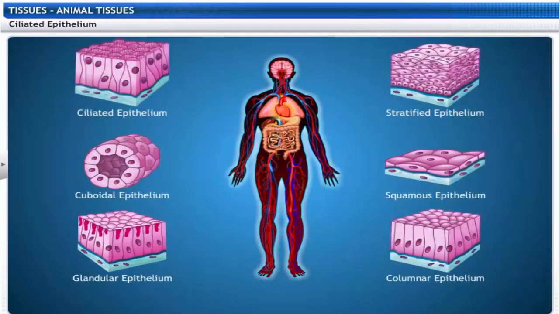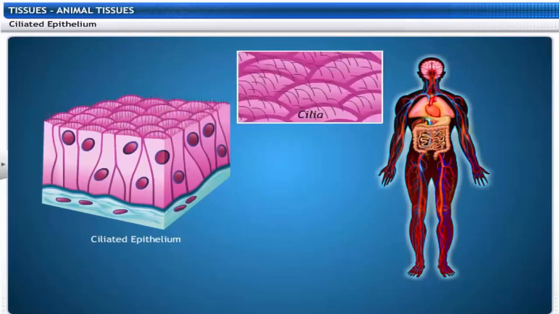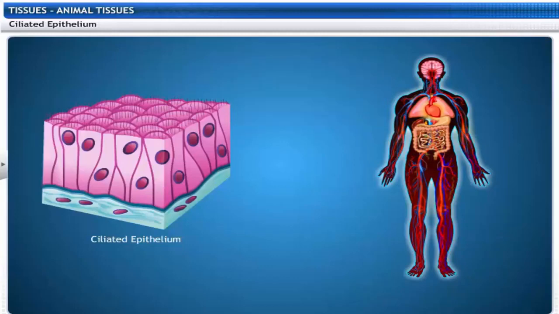This is the lining of the respiratory tract where ciliated epithelium tissue is found. These tissues are actually columnar cells with hair-like projections called cilia. Cilia are motile, and this movement pushes the mucus forward into the nasal tract to clear it.